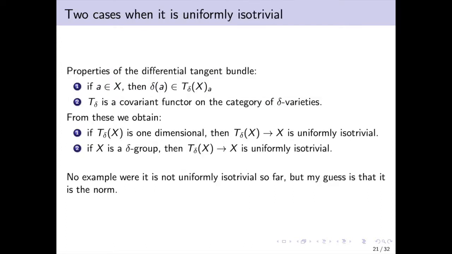There are two cases where this differential tangent bundle actually is uniformly isotrivial. There are two properties that I'm going to use. The first one is that if A is in X, then delta of A is always in the tangent bundle. And the second one is that taking the tangent bundle is a covariant functor on the category of delta varieties.